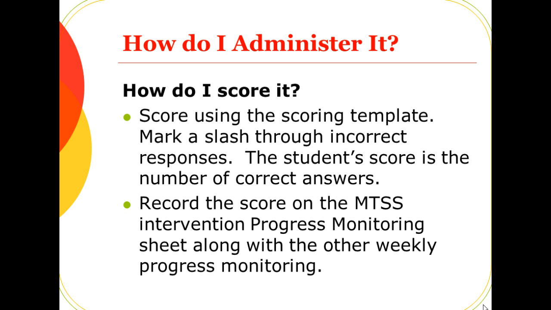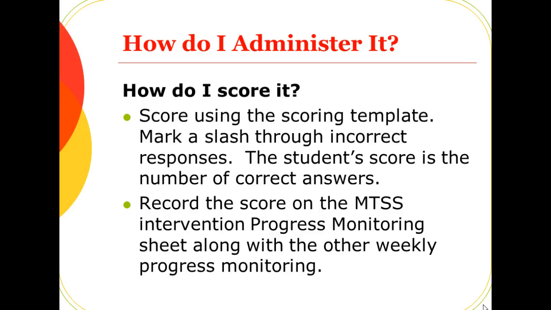How do you score it? Well, on the website, when you're printing out the grade level passages, you'll notice that for each passage there is an answer key. Out of the 3 choices, one of them will be bolded. You can use that to help you find the correct answers, and what you'll do is mark a slash through the incorrect responses. It's been suggested that you do that in a colored pen so it stands out.